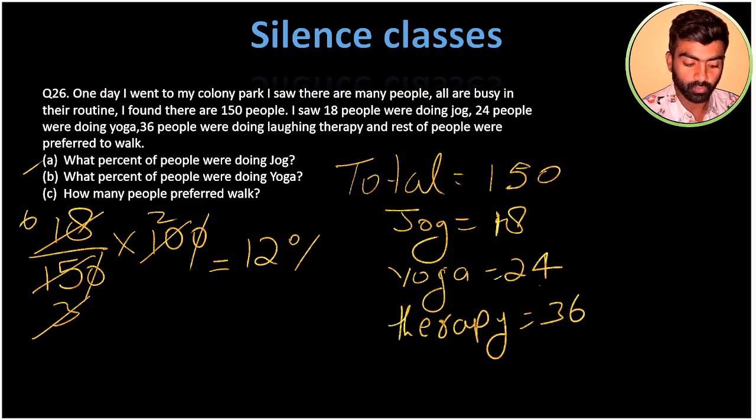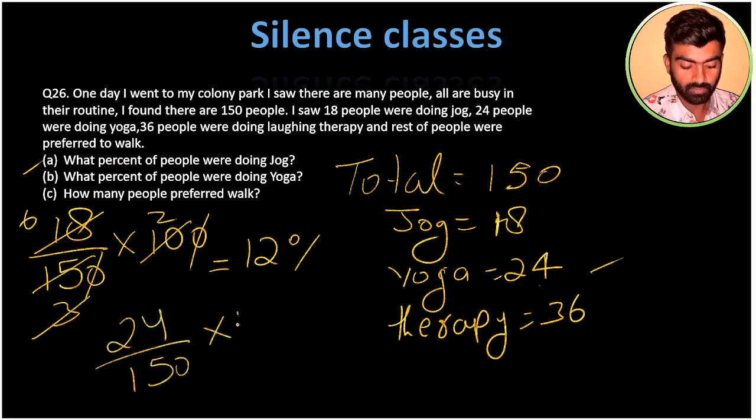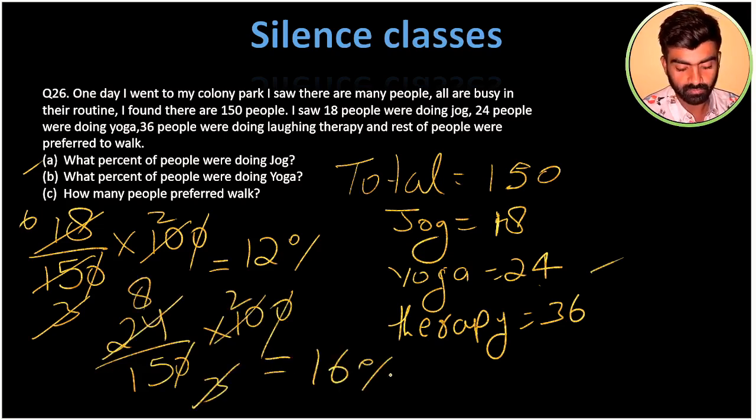Now the number of people who are doing yoga. We have to find the percentage. 24 upon 150, again multiplied by 100. 5 2s are 10, 5 3s are 15, 3 8s are 24, and 8 2s are 16, meaning 16% of people are doing yoga. So jogging is 12% and yoga is 16%.